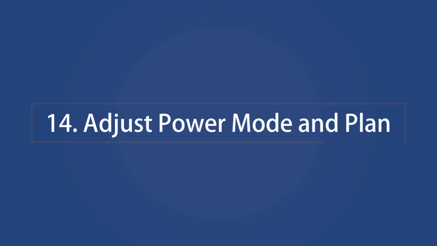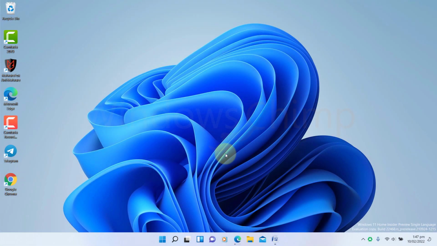Adjust Power Mode and Plan. By default, Windows 11 uses the Balanced Power Mode to save battery. You can change it to the best performance. If you want to use your PC for rigorous work like gaming or video editing, it will help you.